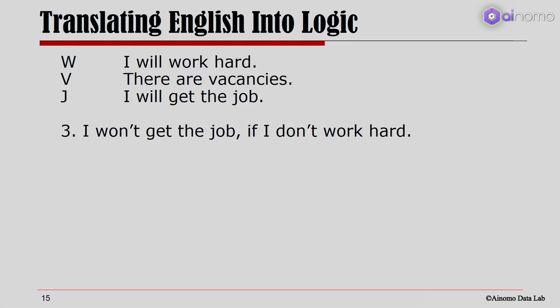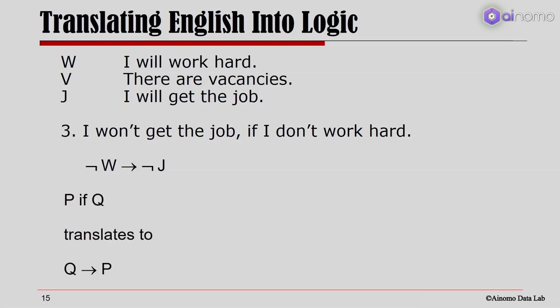Now, J is representing I will get the job. So, not J would represent I won't get the job. W represents I will work hard. So, not W will represent I don't work hard. But then how do you write this statement I won't get the job if I don't work hard? So, this statement could be written as not W then not J. This is literally saying if I don't work hard I won't get the job.